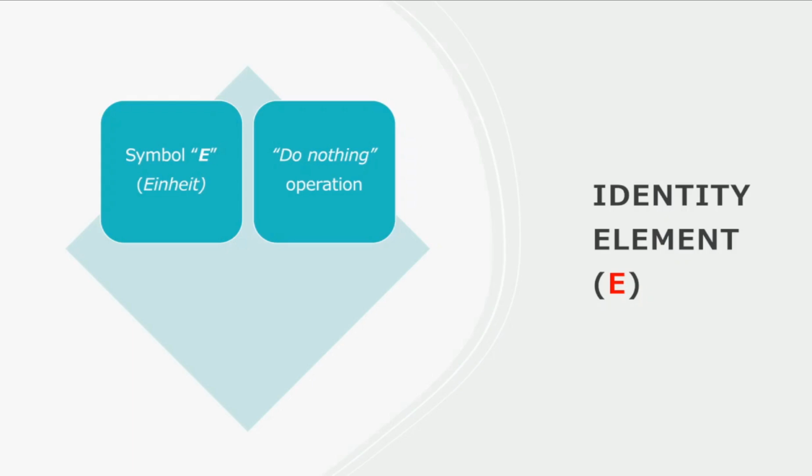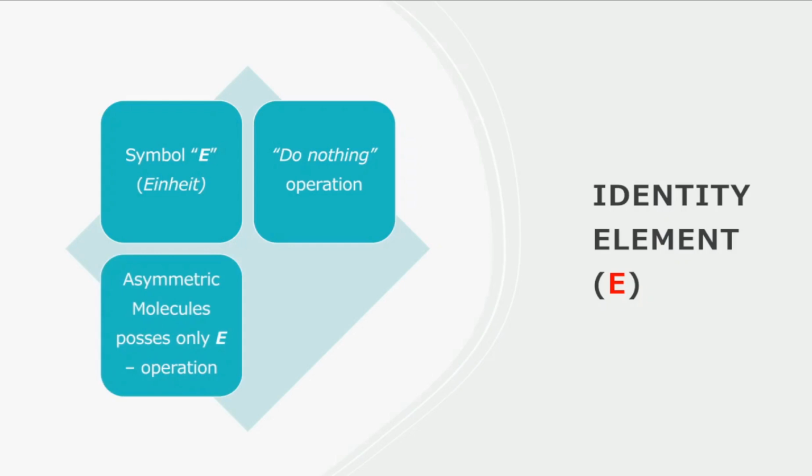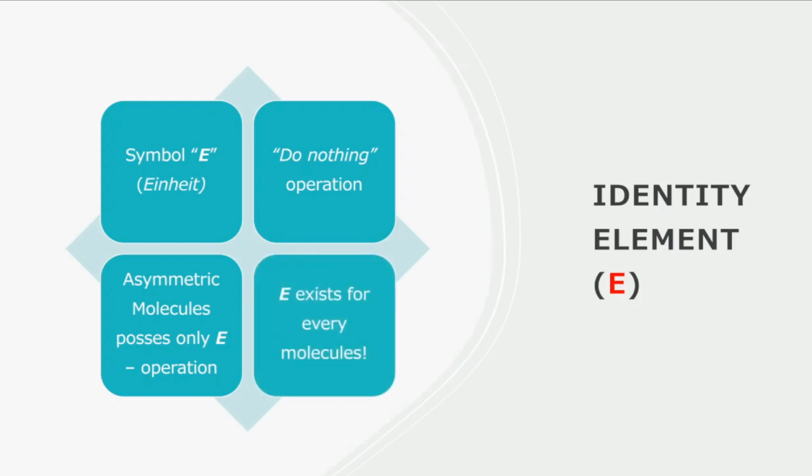Then if a molecule possesses this symmetry alone and no other symmetries, then the molecule is called an asymmetric molecule. And the do nothing operation definitely exists for every object because the object itself exists.